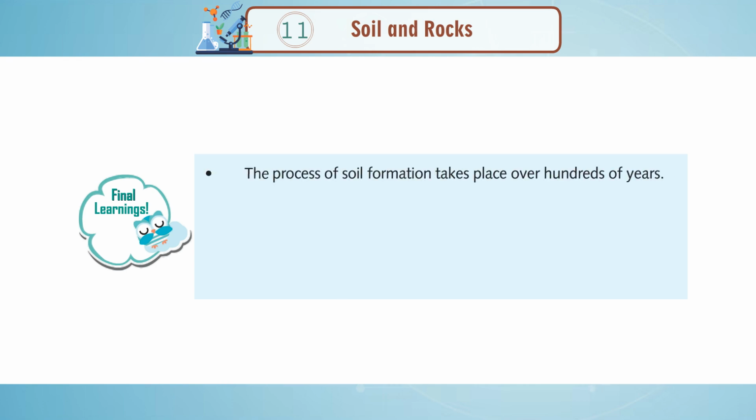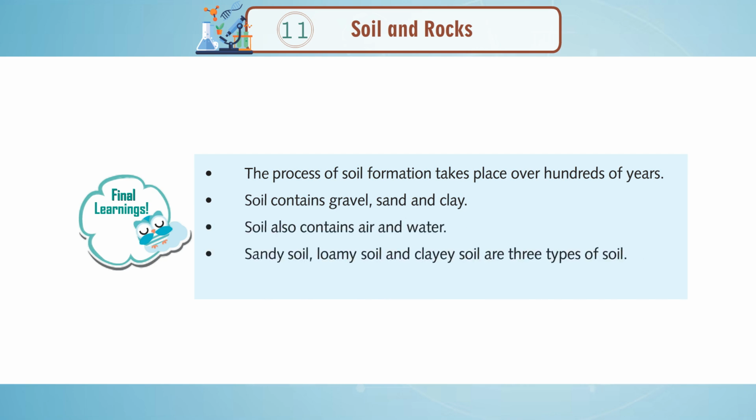Final learnings. The process of soil formation takes place over hundreds of years. Soil contains gravel, sand, and clay. Soil also contains air and water. Sandy soil, loamy soil, and clayey soil are three types of soil. Our earth is made up of soil and rocks.